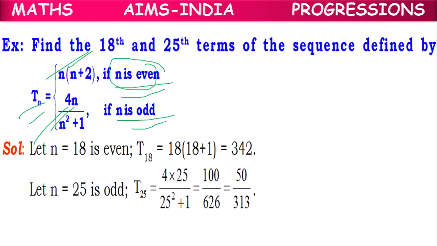Now we have to find the 18th term, so the n value will be 18. Since n is even, we take the first definition. If n equals 18, which is even, then T18 will be n into n plus 1, where n is 18. So 18 into 18 plus 1.